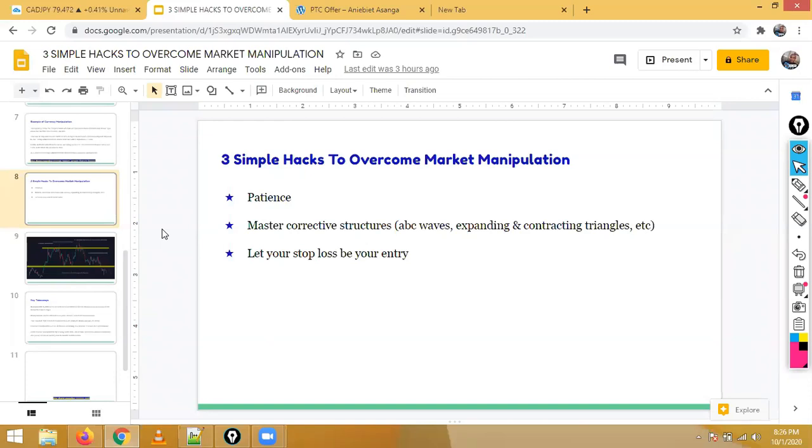And price will now reverse after taking all the stop losses and all the sell stop orders, let's say if it's a support. Price is going to reverse and move in your favor. Then you won't have anything to lose.